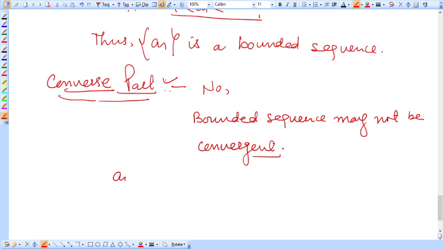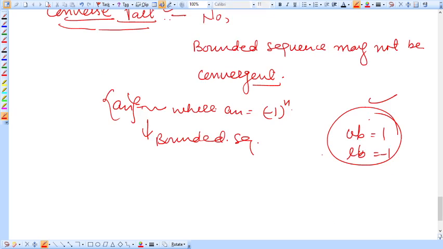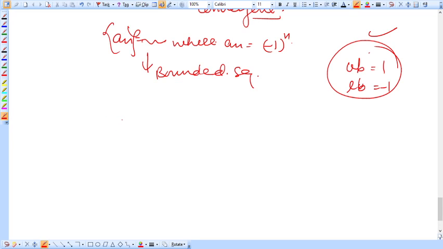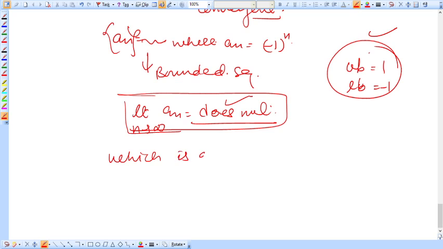Okay, so see, a_n is a sequence where a_n is equal to minus 1 raised to power n. We have already shown that this is a bounded sequence. Upper bound here is 1 and lower bound here is minus 1, right? These two are the bounds here, but this is not a convergent sequence. Why is it not a convergent sequence? Because the limit of n tending to infinity of a_n does not exist. Okay, so therefore this is not a convergent sequence, which is an example of a sequence which is bounded but not convergent. Therefore the converse is not true, right?